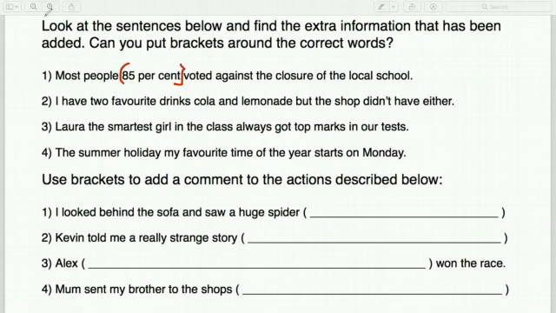Okay. So let's go down to the next one, number two. I have two favorite drinks, cola and lemonade, but the shop didn't have either. So what's the extra information that you don't actually have to have in this sentence? Have a think, and then I'll help you and show you where I think it should be.